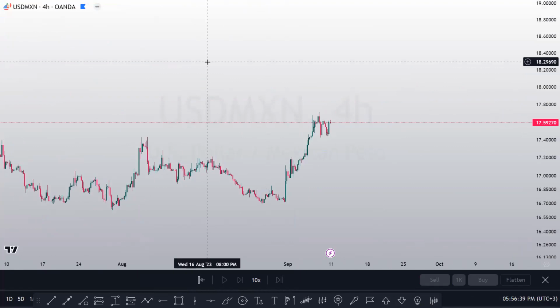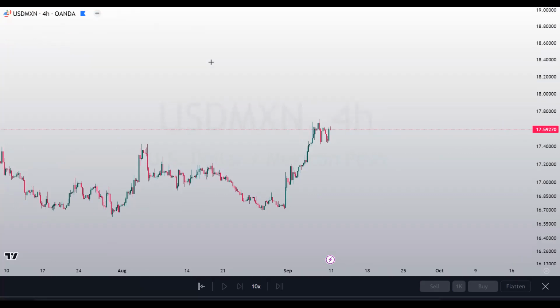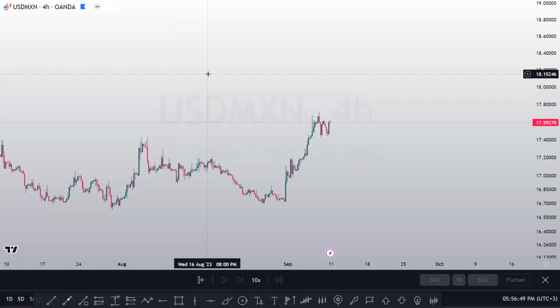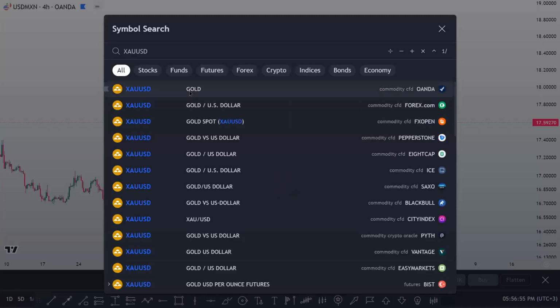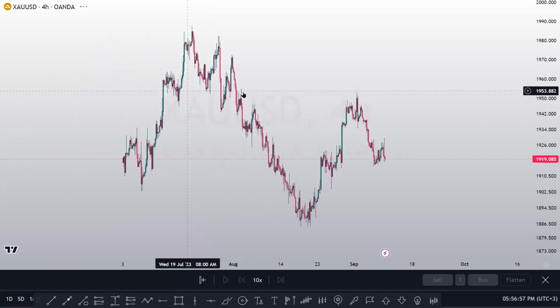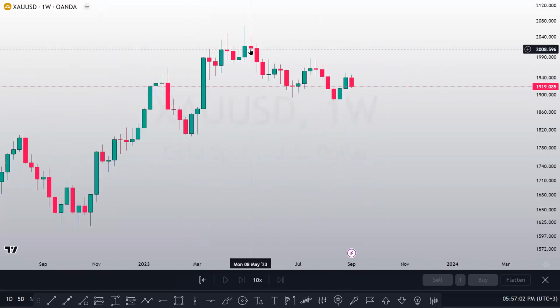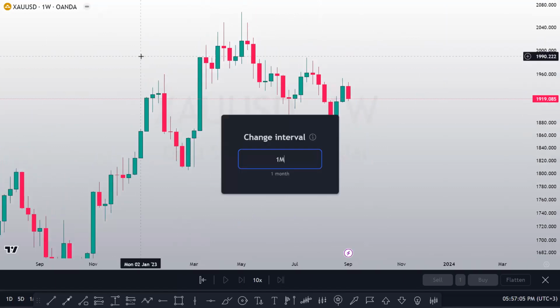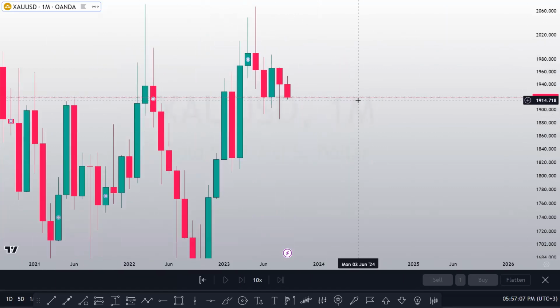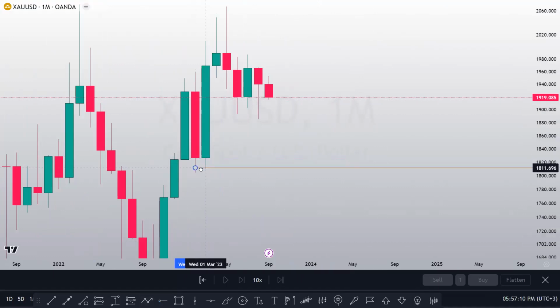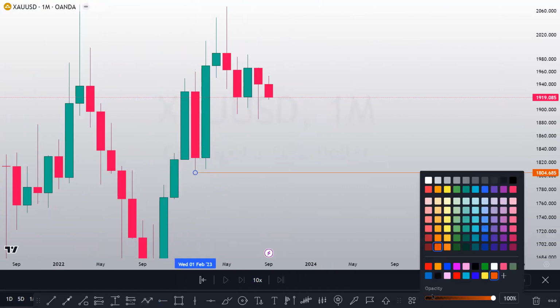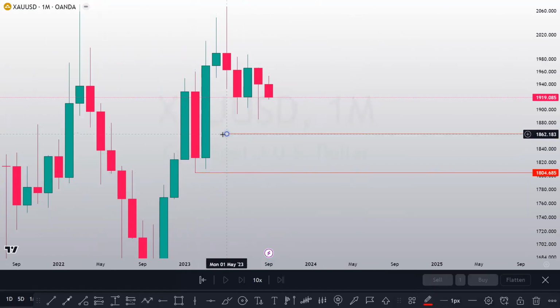Okay, so now let us try to look at some pairs. Okay, the last pair, maybe let us try to discuss gold. Gold had a very, very clear trend these past few weeks. Gold had a very awesome trade. Gold had a very, very perfect trend. So we're still having this area of liquidity from the monthly time frame from the gold.